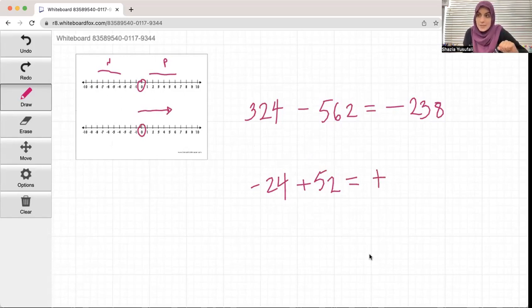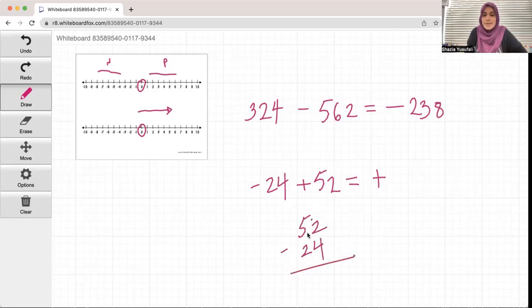Now that we know the answer is going to be positive, we go 52 minus 24. What do we get? Easy peasy. We give it a 4. 12 minus 4 gives us our little 8. And then 4 minus 2 gives us a 2. So it's a 28. Therefore, the answer is positive 28. Did you see that? It's using the number line to think through. You don't need the number line. You just need it as a reference point.